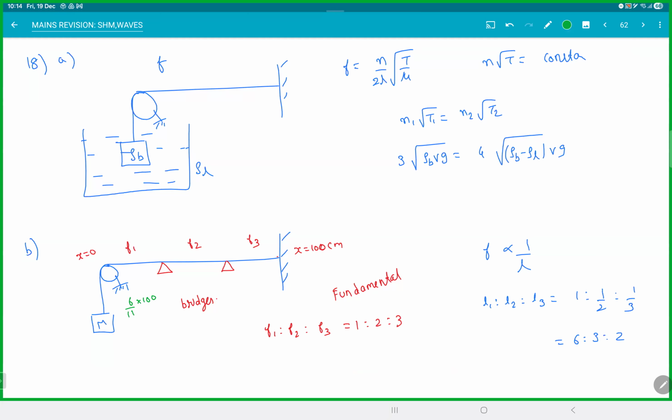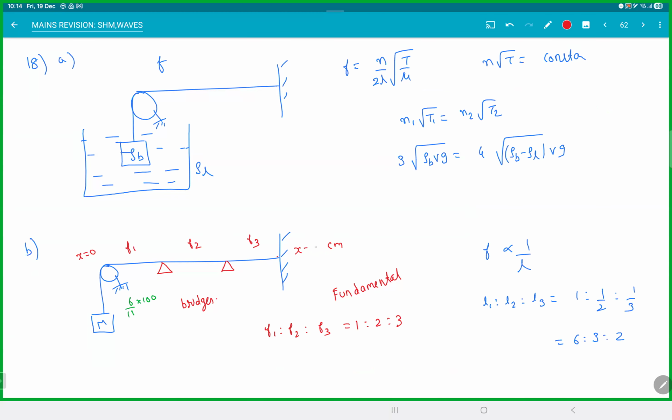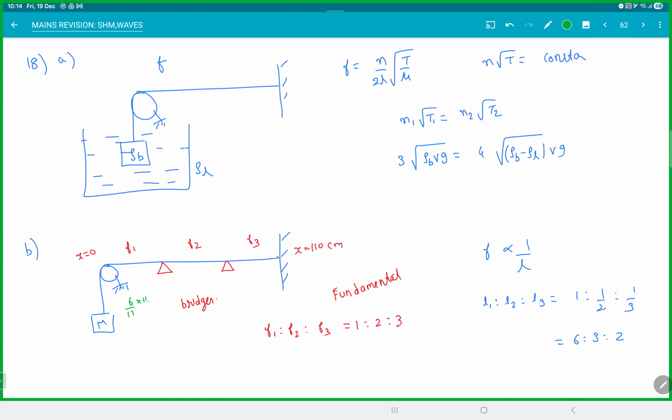Yeah. I should have given maybe 110 centimeters, I guess. That would have been a good number. That would be 60 centimeters. So this position is x is equal to 60. The next one is 3 by 11. That is 30 centimeters. So this is x is equal to 90. And then there, x is equal to 110. Clear with this? So the bridge must be placed at 60 and 90 centimeters.